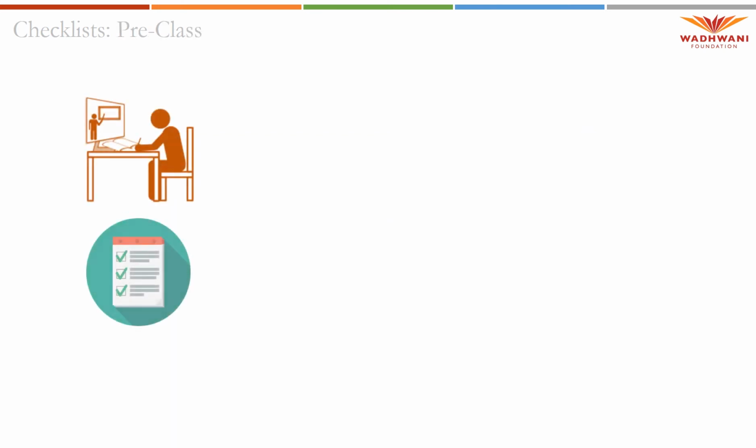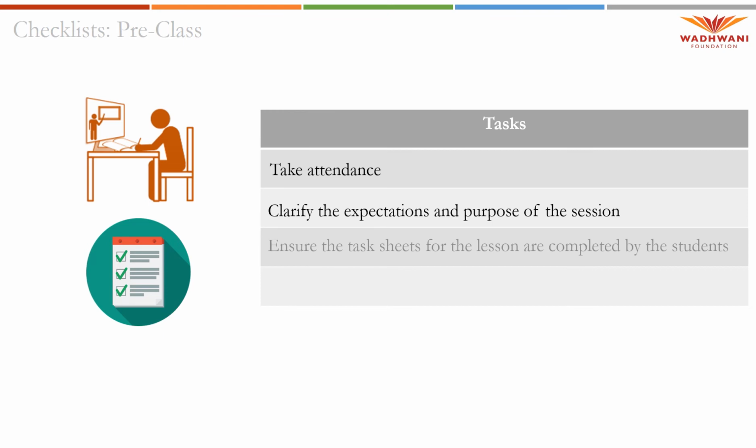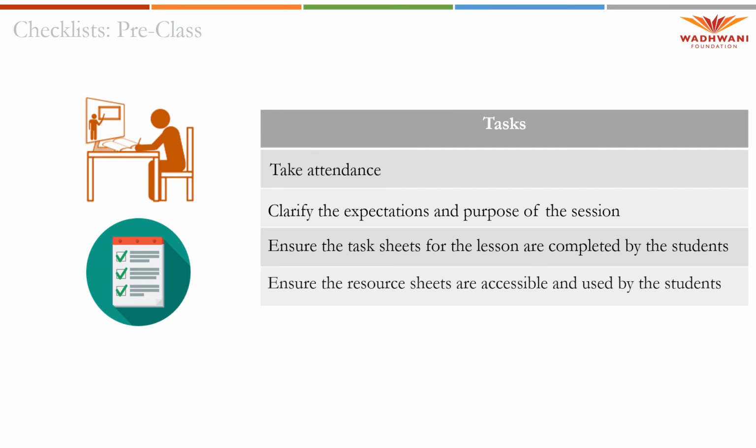Next is the pre-class checklist. Here are the must-do tasks for the session. Take attendance. Clarify the expectations and purpose of the session. Ensure the task sheets for the lesson are completed by the students. Ensure the resource sheets are accessible and are used by the students.